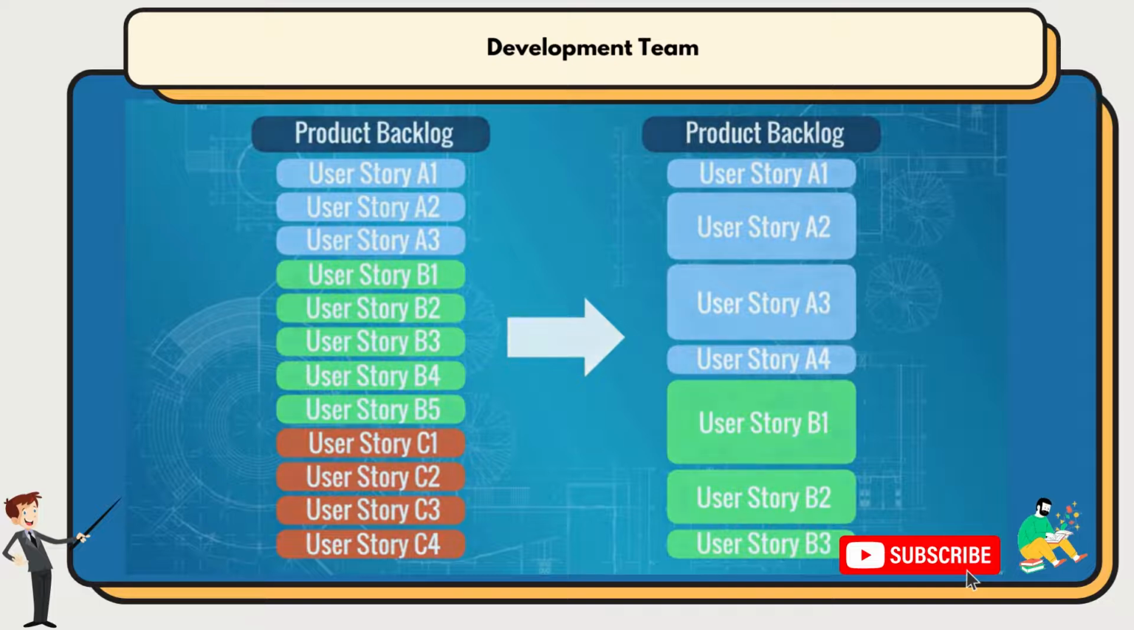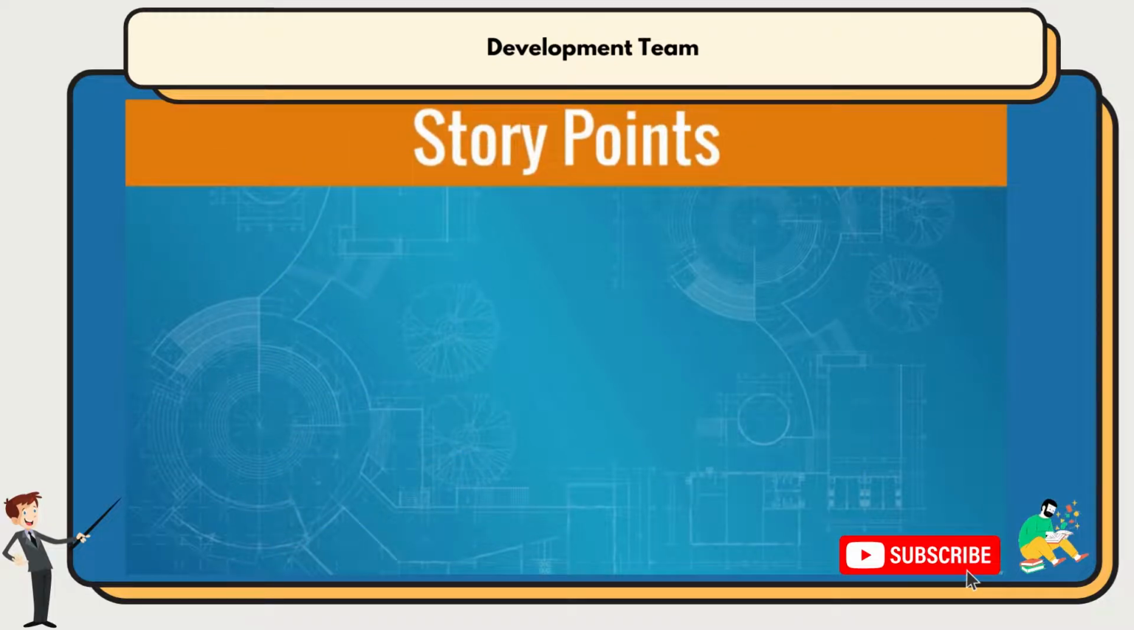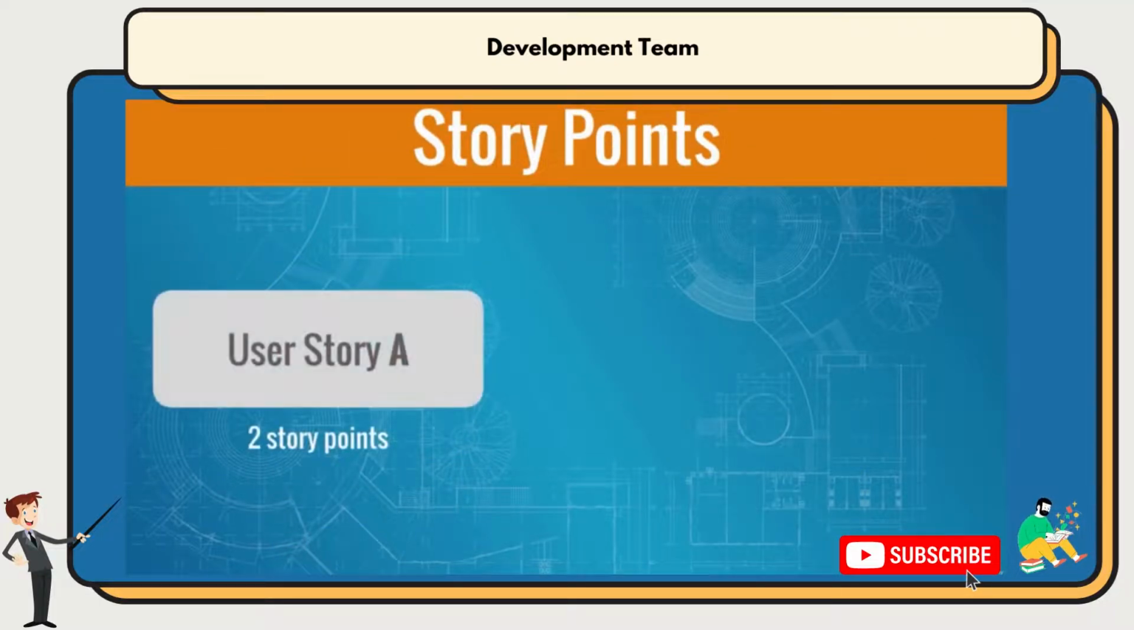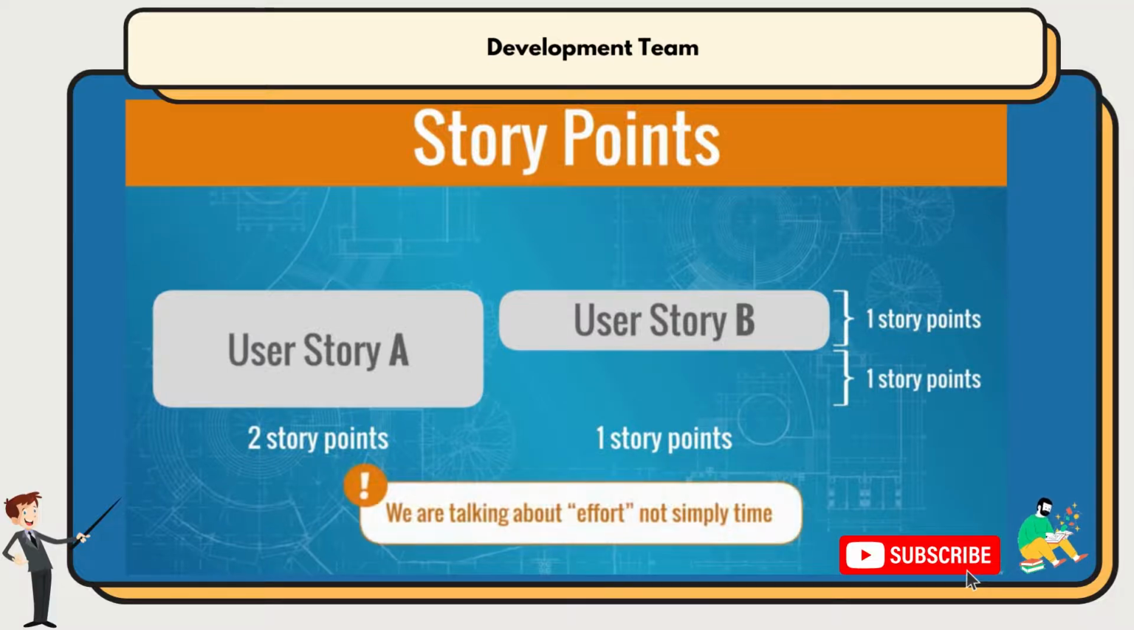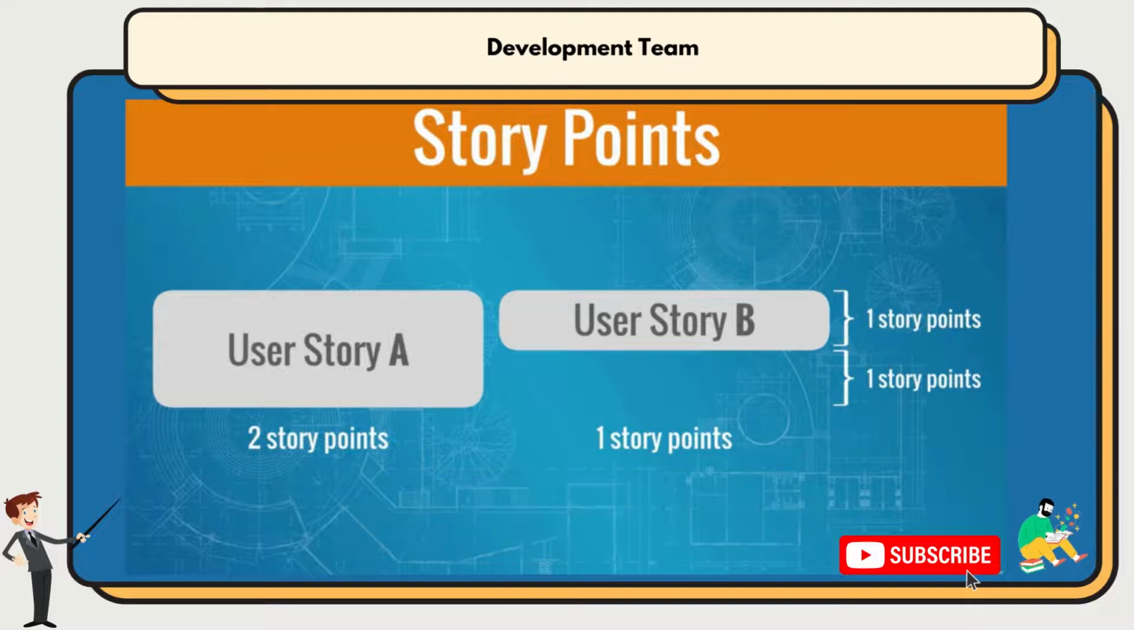In Scrum, the amount of effort is measured in story points. A user story with 2 story points would take twice as much effort compared to a user story with 1 story point. Note, we are talking about effort, not simply time.